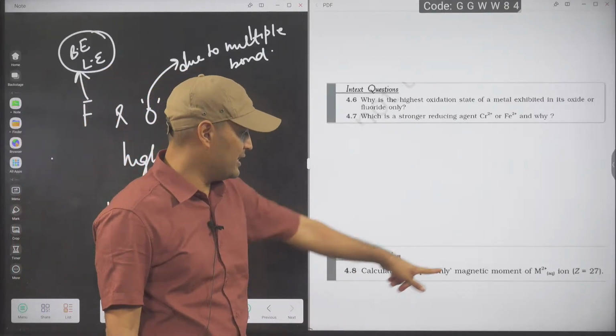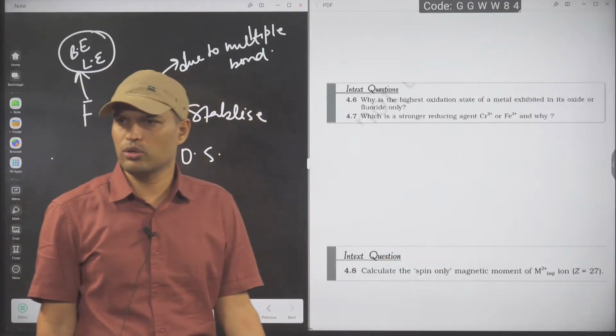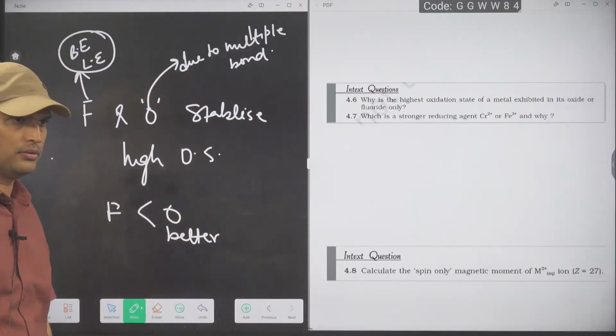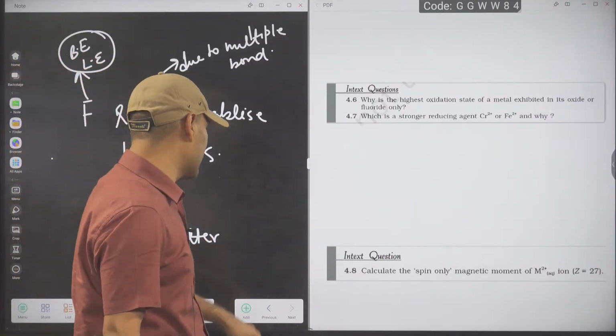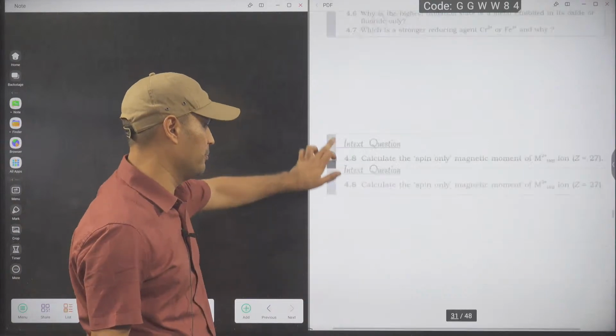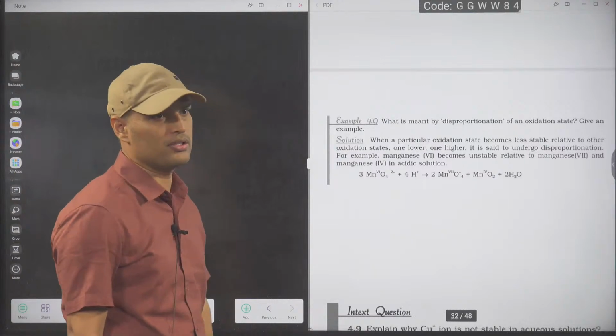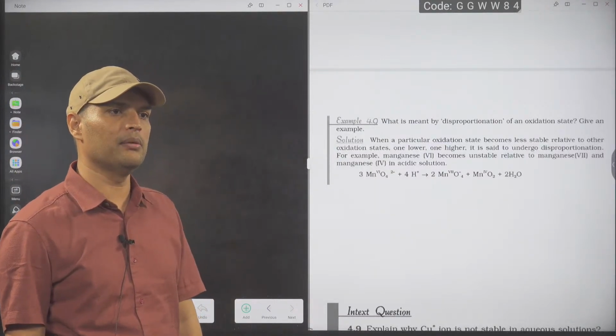Clear? Now see, these questions you also do in atomic structure, like spin magnetic moment and all. So note that fluorine and oxygen both can stabilize high oxidation states. Who is better? Oxygen, due to multiple bond formation.